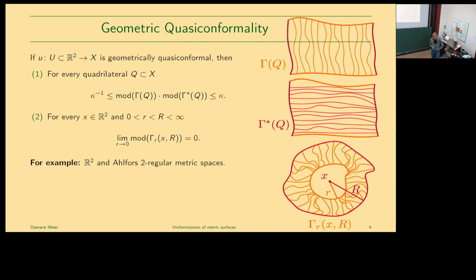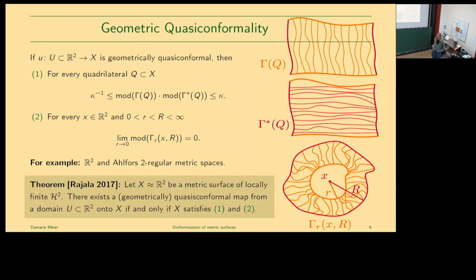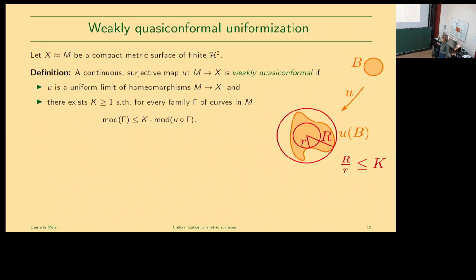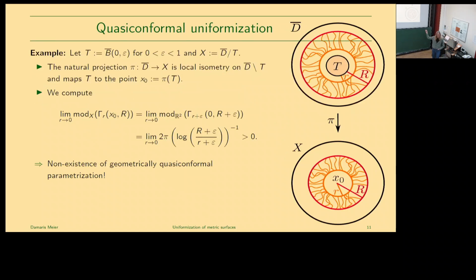What is a map that is weakly quasiconformal but not quasiconformal? An example of something? Yes, this map. The projection map is weakly quasiconformal, but it's not quasiconformal. It is quasiconformal almost everywhere else, sort of on the annulus, but because it collapses this set, it's not. We've shown here that there exists no quasiconformal parametrization.